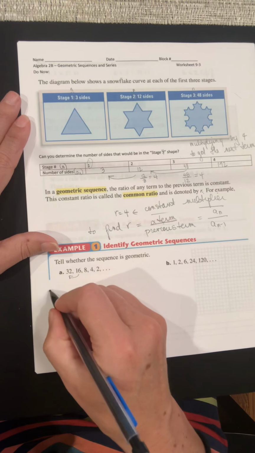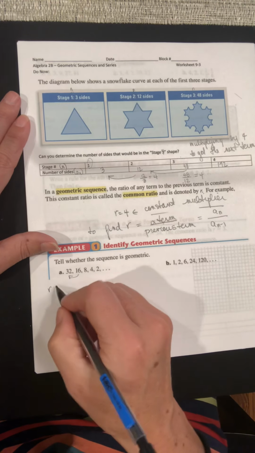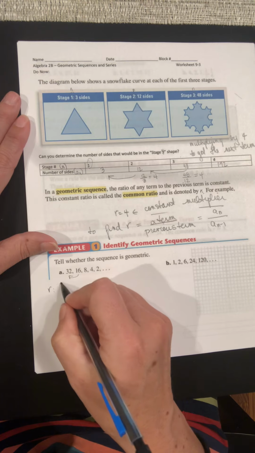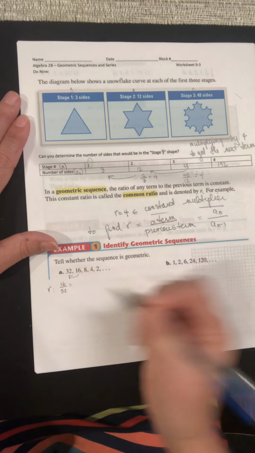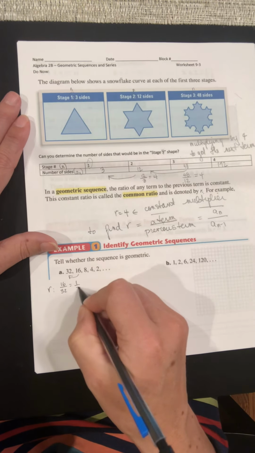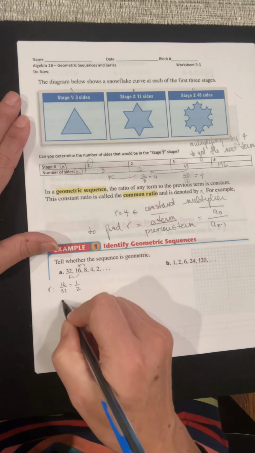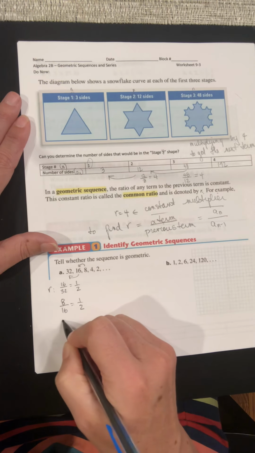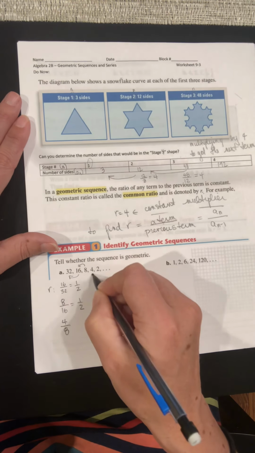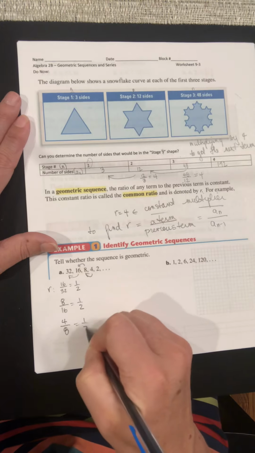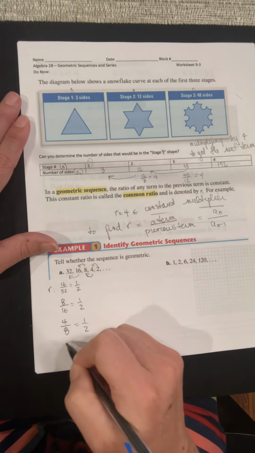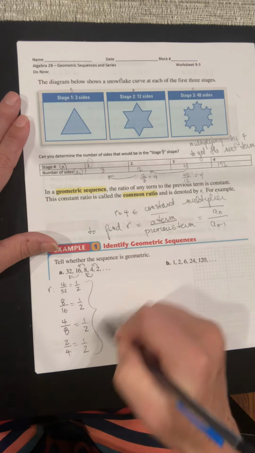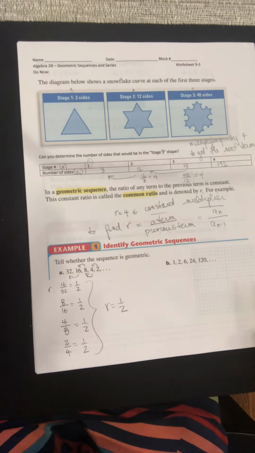Since they're asking me for geometric, I'm going to use my formula to find r. I'm going to do 16 divided by 32, which is 1/2. Then 8 divided by 16 is 1/2. Then 4 divided by 8 is 1/2, and 2 divided by 4 is also 1/2. You have to make sure they're all constant. So my r is 1/2.